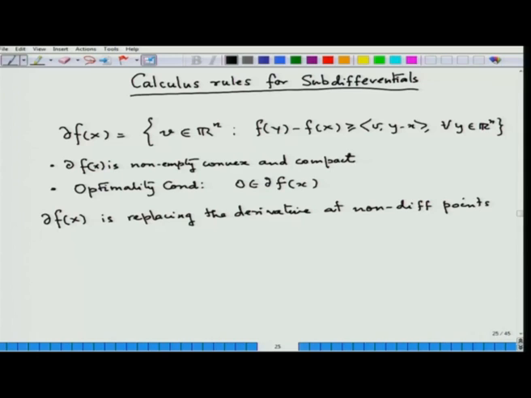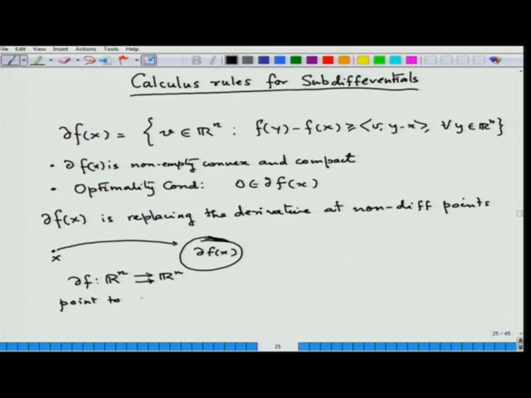Of course, we can give a lot of examples which will come very soon, but it is very important to know at the outset that this mapping, the subdifferential, takes an element x in Rn and puts it into a convex compact set. So, del f symbolically is written as a mapping from Rn to Rn, but it is a special type of mapping. It is called a point to set mapping, or set valued mapping, whatever you want to use.